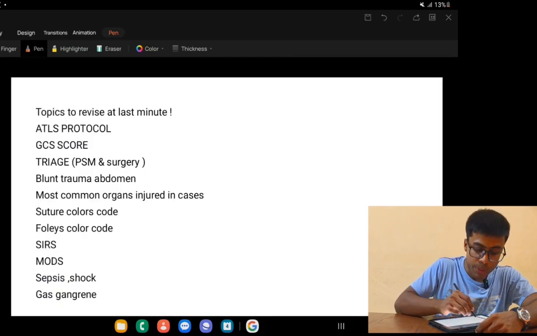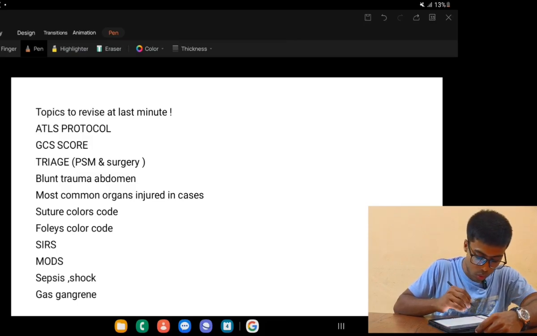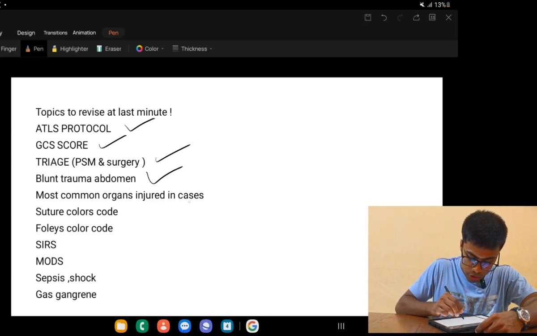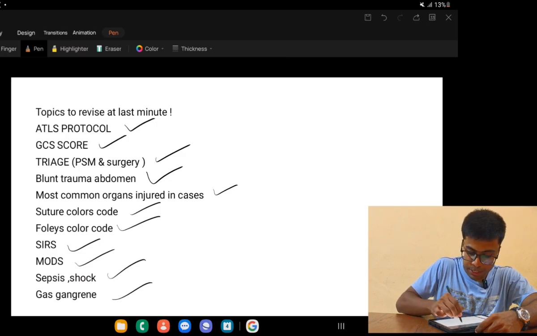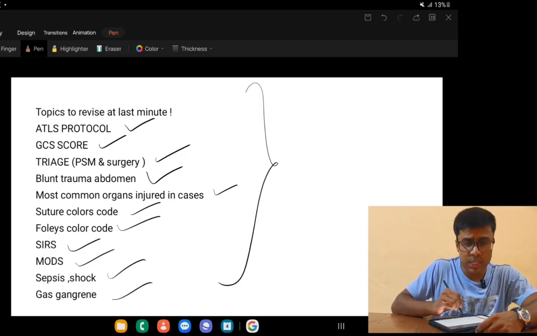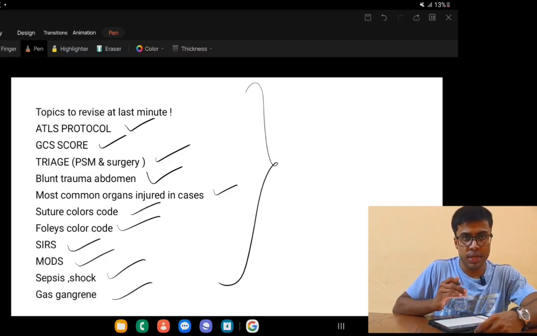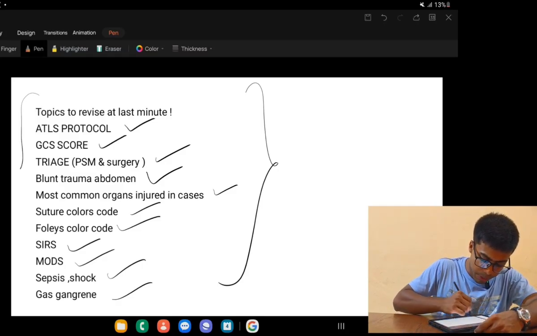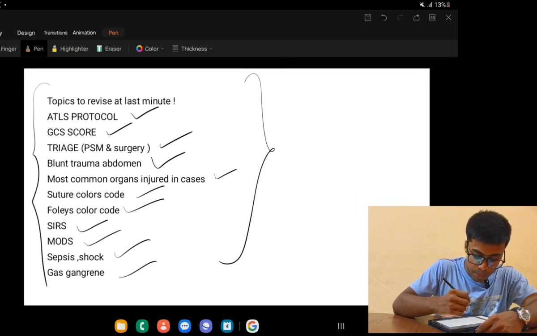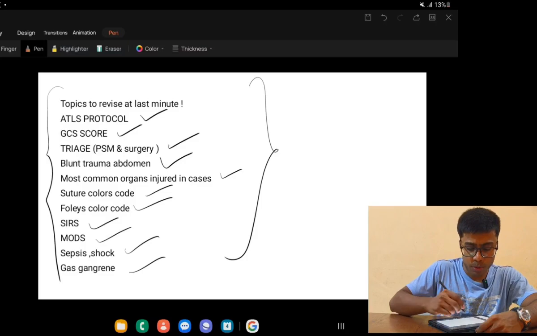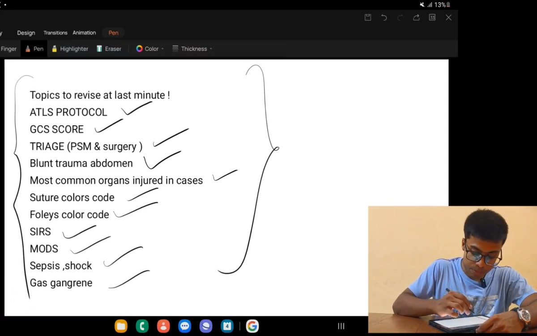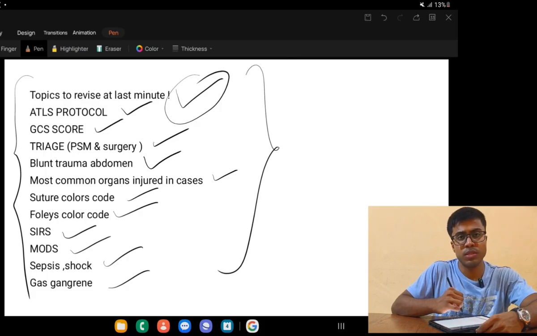Still, I want to add topics to revise in the last minute. Today you should do the ATLS protocol, GCS, triage, blunt trauma abdomen, most common organ injured in these cases, suture color grade, Foley's color grade, SIRS, MODS, sepsis, shock, gangrene. These are basics, because you will experience these in the casualty department when you are working. Now I am working in casualty and I know how important it is to learn this. During my preparation I was also very weak in this topic, but these are the most important topics, because you can save a patient's life by just knowing these steps.